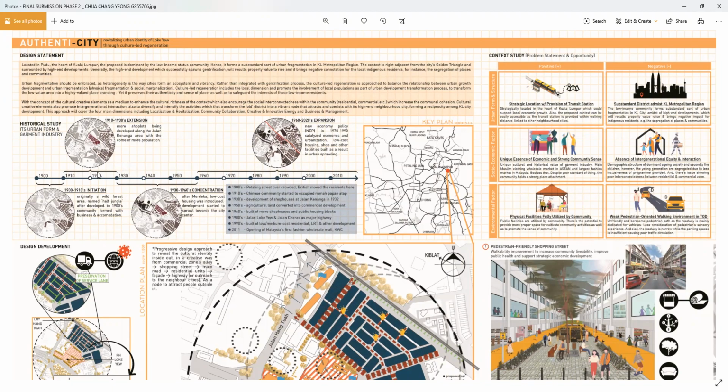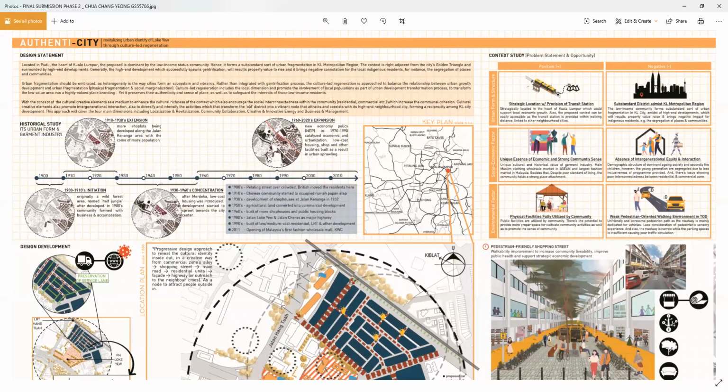Okay, first of all, initially in the 19th century, the community moved from Petaling Street to the site due to overcrowding, and then they started to form businesses and accommodation there. Then very quickly, more shops were developed along Jalan Kenanga with the coming of more population. Then after Merdeka, the policy of low-cost housing was introduced, and the development in the KL city center was paid attention to by the government.